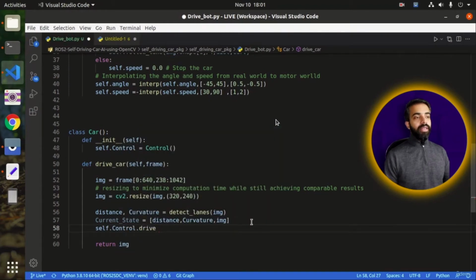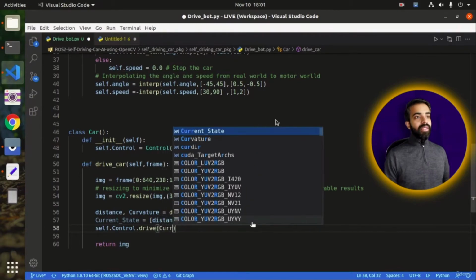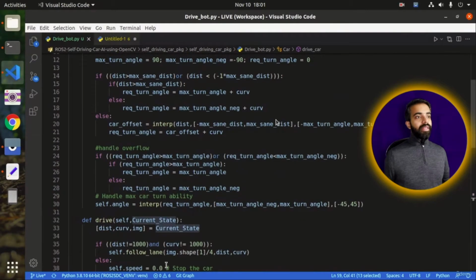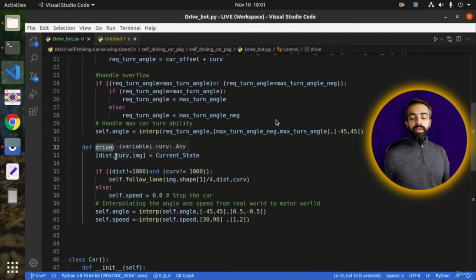Now this drive, the main hub of the control system or the control class, can be called. It takes in the input argument of current state. Once we have called this, it passes in this current state. This current state goes inside the drive function, which is the main hub of the control class, which unpacks the distance, curvature, and the image, and then uses that image to define the maximum distance, and passes the curvature to the follow lane function.